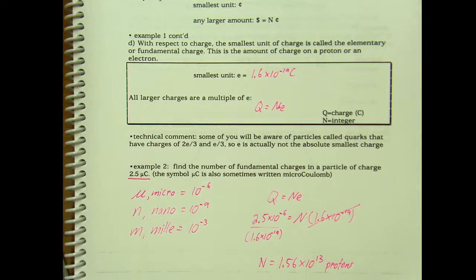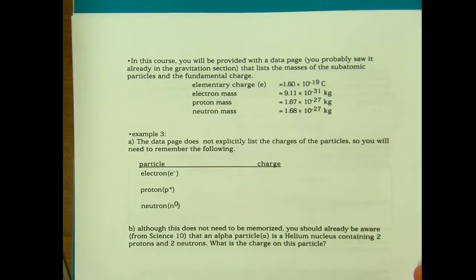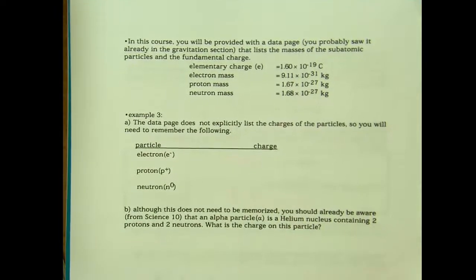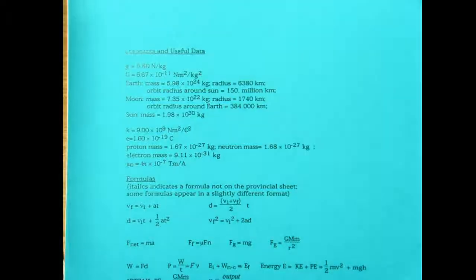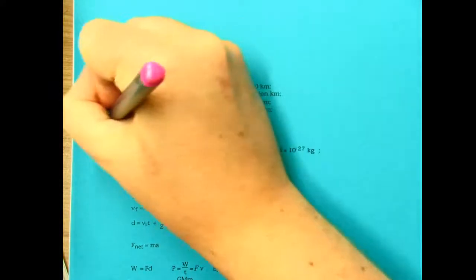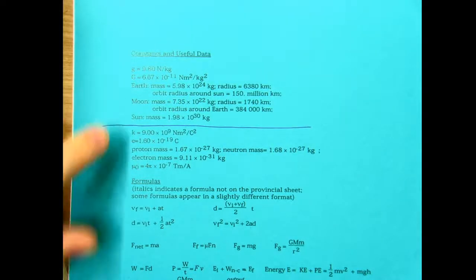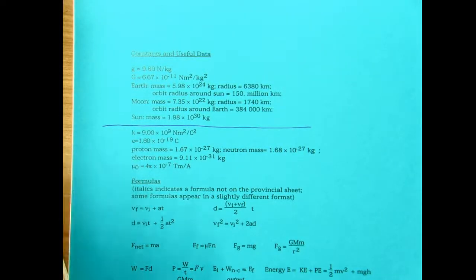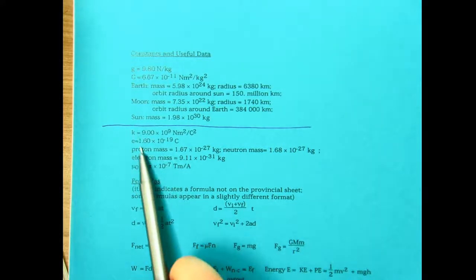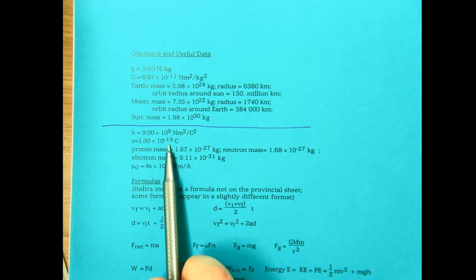It seems relatively straightforward, but there are a lot of interesting results that flow out of this. It should be on your data page. If I flip back to the front of my book, these constants were used for gravity. These constants down here are going to be used for electricity and magnetism. So k we'll get to in a sec. The elementary charge you don't have to remember. It's given to you here: 1.6 times 10 to the negative 19 coulombs.